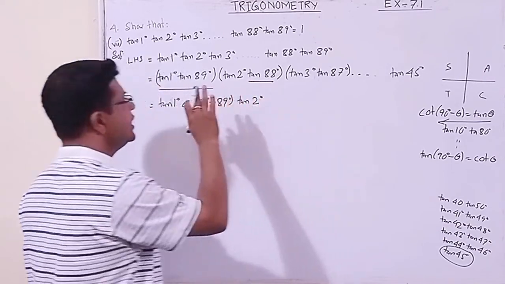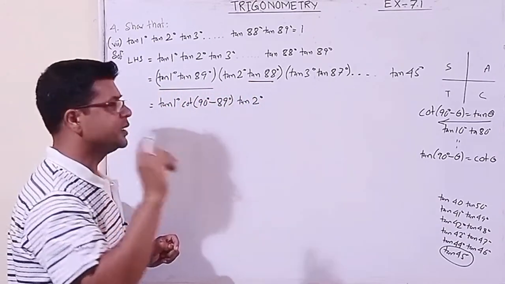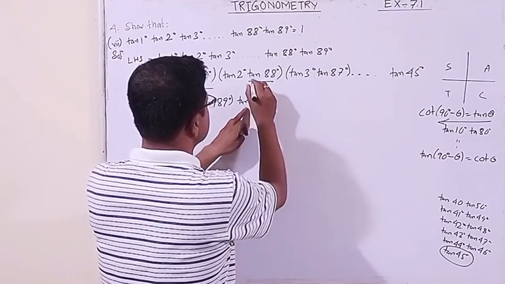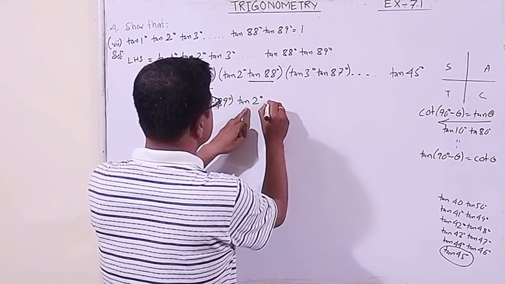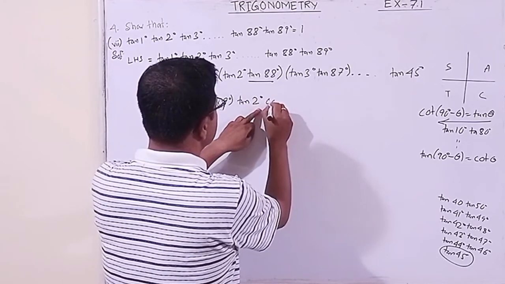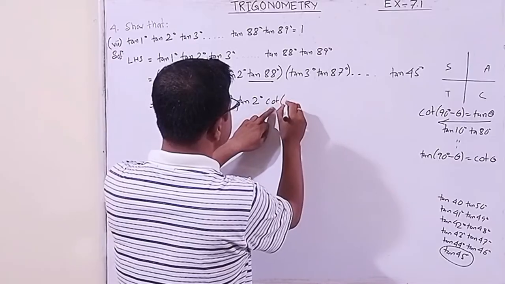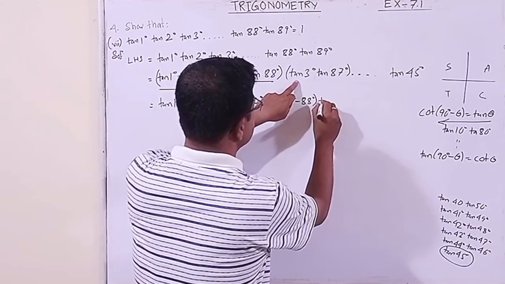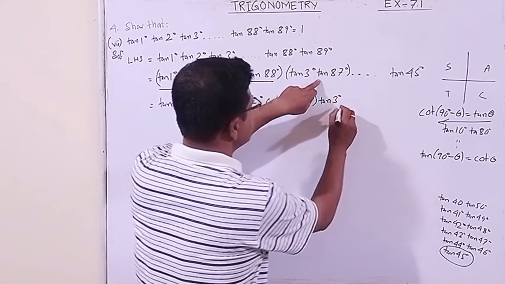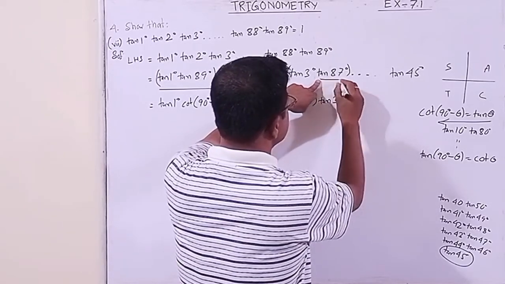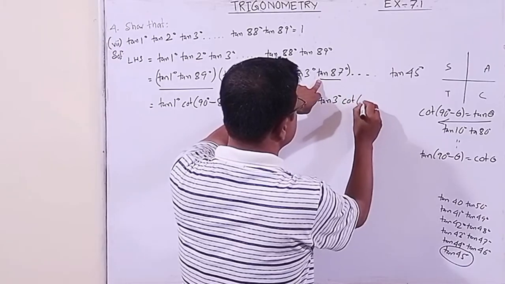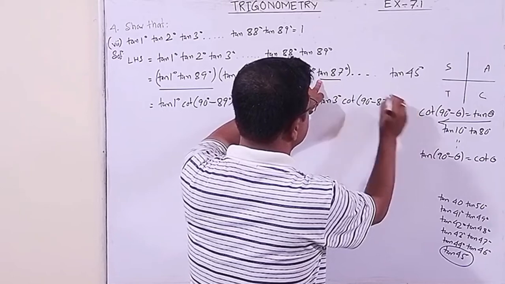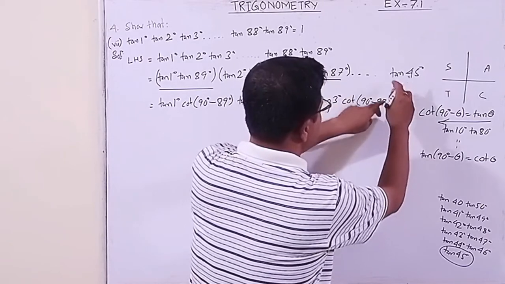Next, let us move to this 2 degree. In one pair you change only one ratio, not both. If you change both, you cannot complete the sum. Again, repeatedly I am saying this: tan 2 degree is written as cot of 90 minus 88 degree. Then suppose this is 3 degree, then 87, it is converted to cot 90 minus 87 degree. Everywhere it will be the same thing.